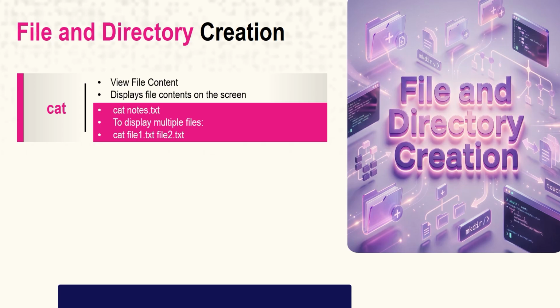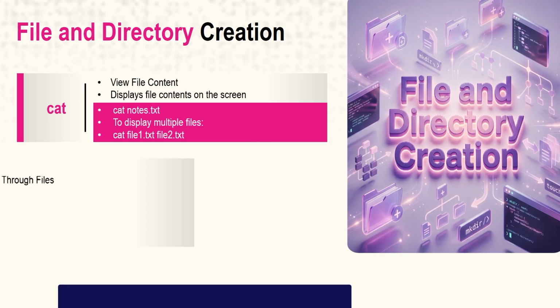You can even display multiple files. For that, simply write cat filename1 filename2. In this example, we have two files, file1.txt and file2.txt. So here we can run the command cat file1.txt space file2.txt.